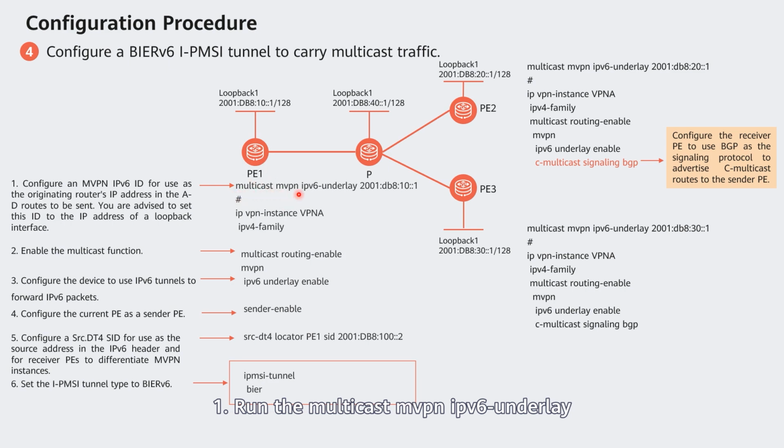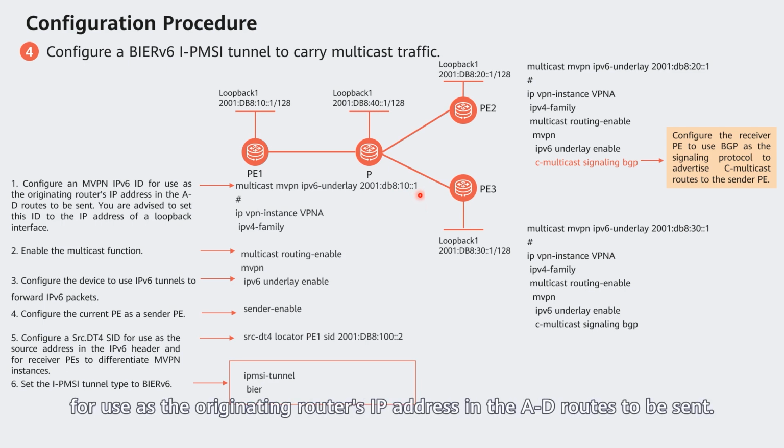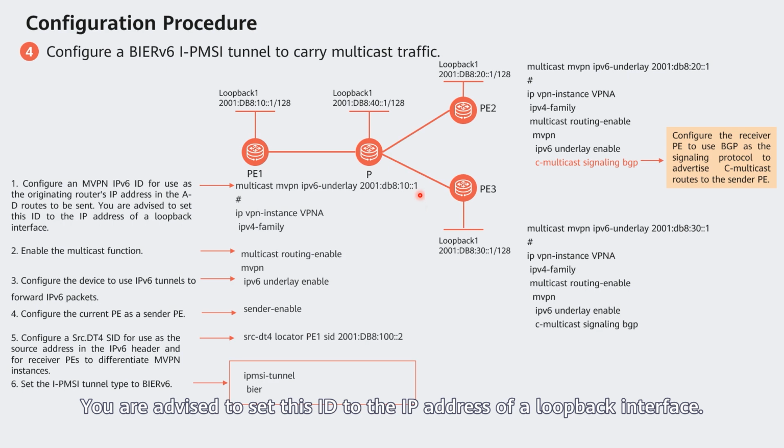Run the multicast MVPN IPv6 underlay command to configure an MVPN IPv6 ID for use as the originating router's IP address in the AD routes to be sent. You are advised to set this ID to the IP address of a loopback interface.